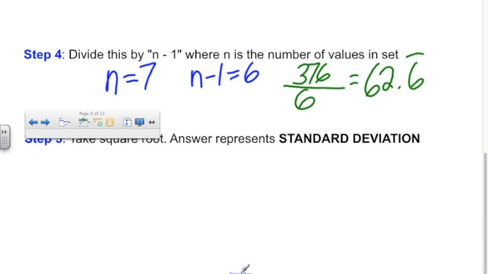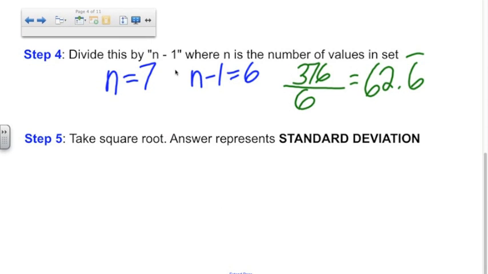And last but not least, once we have that answer from step 4, after we divide by n minus 1, we take the square root. If we take the square root of 62 2/3, or 62.6666 repeating, we get a standard deviation, if we round to the nearest hundredth, of 7.92.